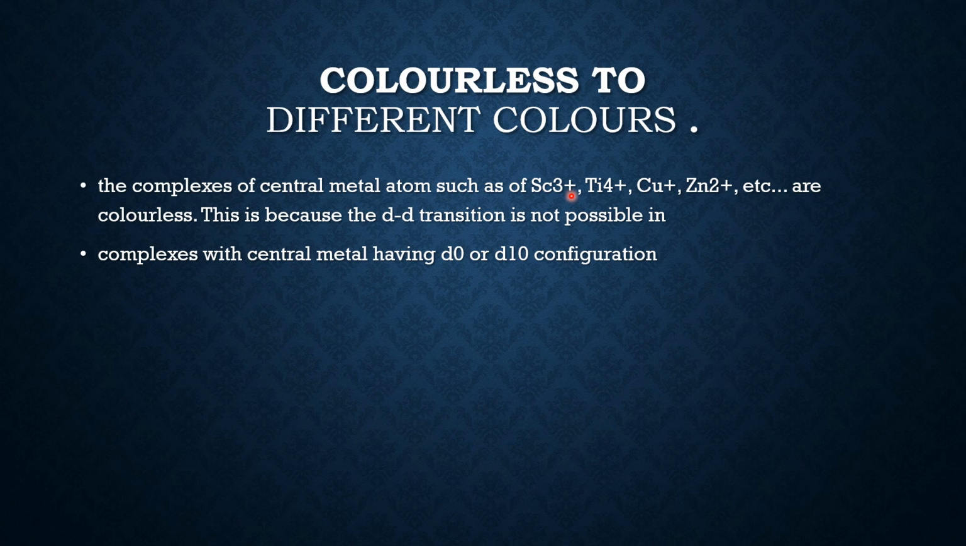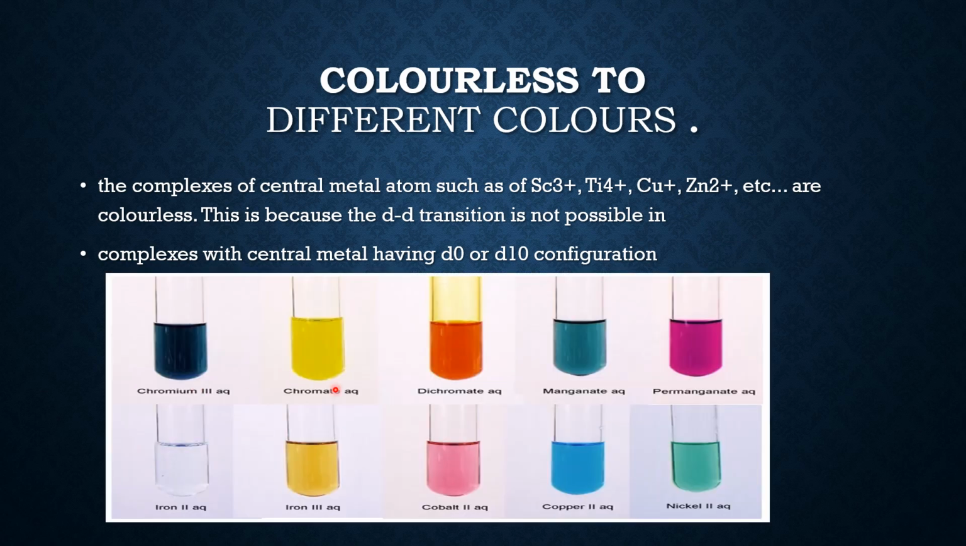The complexes whose central metal has a d0 or d10 configuration do not show d-d transitions, so they cannot absorb and reflect a color. I have shown some of the complexes here, like chromium colored complexes, and there are many colored complexes in coordination chemistry. These are the colored compounds. The color does not occur when the configuration is d0 to d10. Thank you, students.